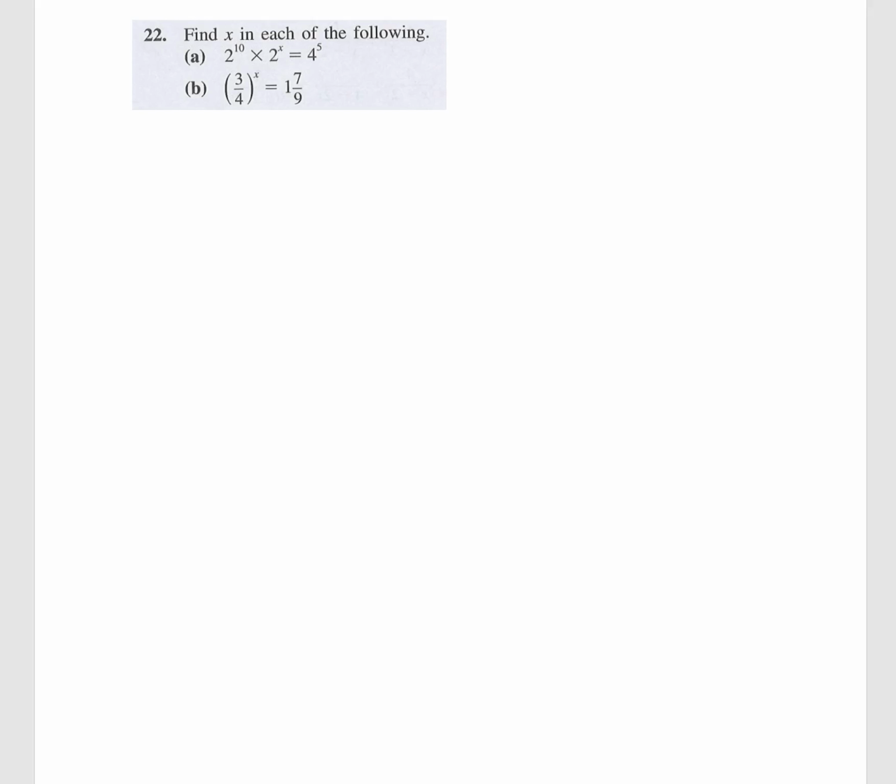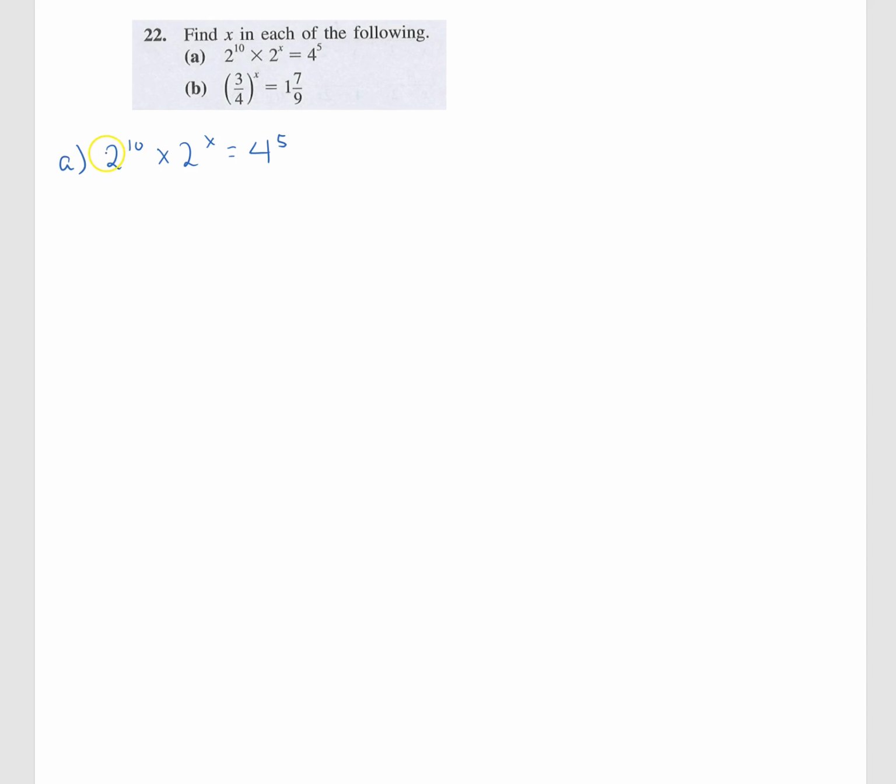Question 22 asks us to find x in each of the following. In A, we have 2 to the power of 10 times 2 to the power of x equals 4 to the power of 5. So let's start by simplifying this left side of the equation.